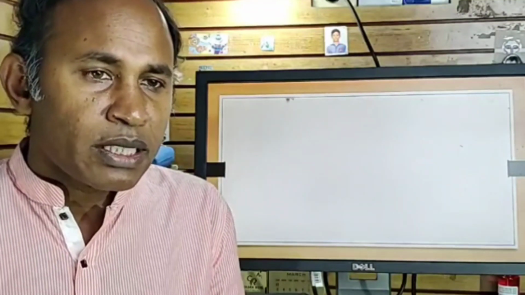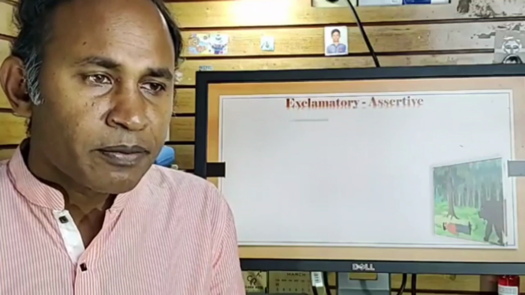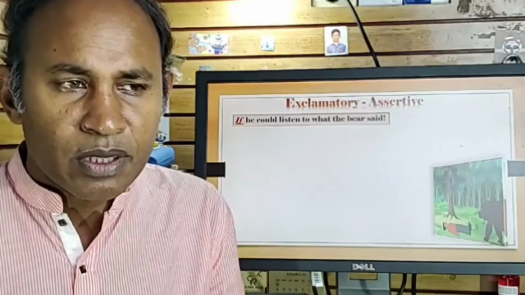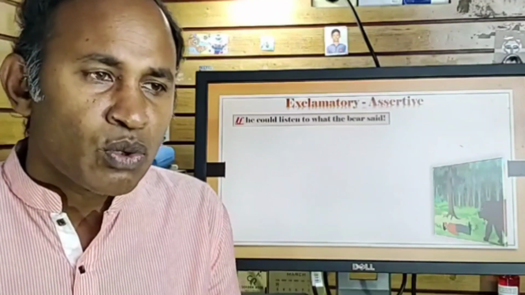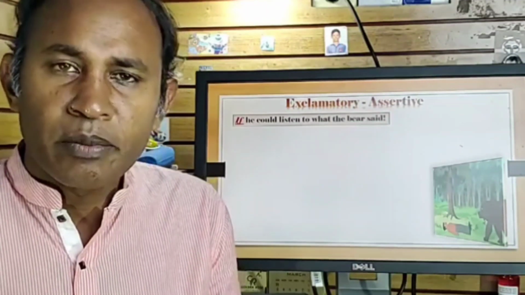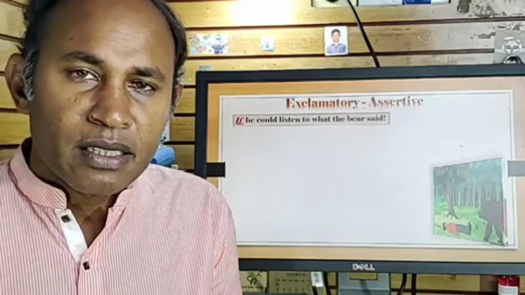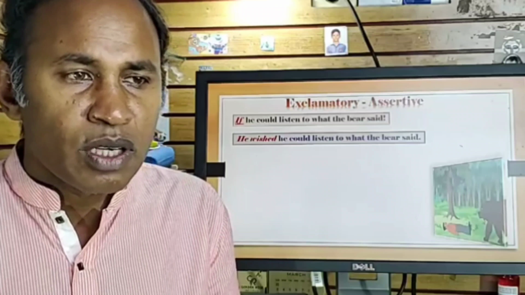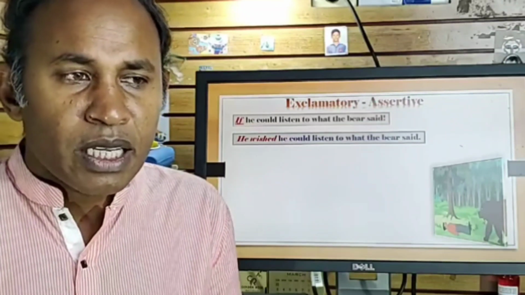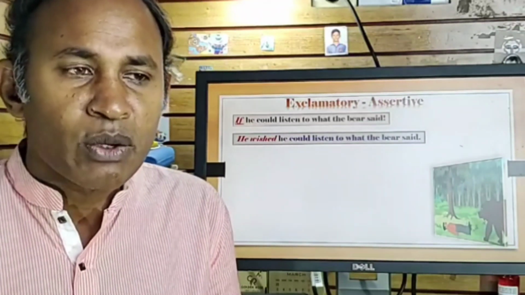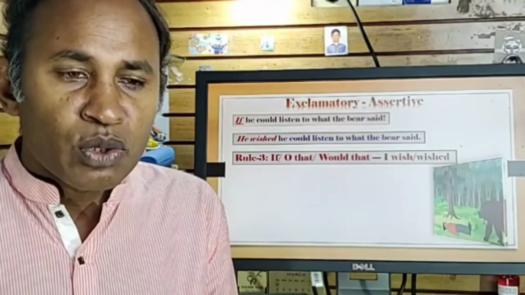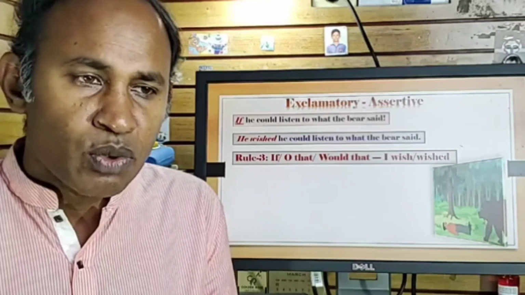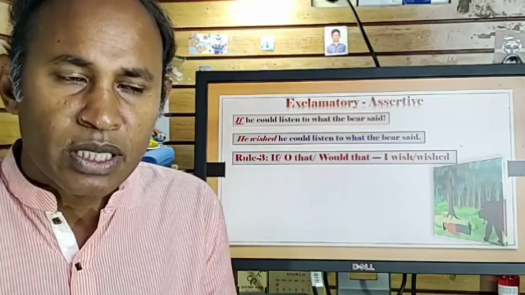So and then exclamatory, some other rules are there. If থাকলে very easy, be careful about the rule. If there is if, so if he could not listen to what the bear said, so in that case just simply write down he wished he could listen to what the bear said. তার মানে if থাকলে if I were a bird, তার মানে I wished I were a bird. Would that থাকলে I wish অথবা I wished হবে। And if the subject is I, then you have to use I. If subject is different, then you have to use that subject, okay?